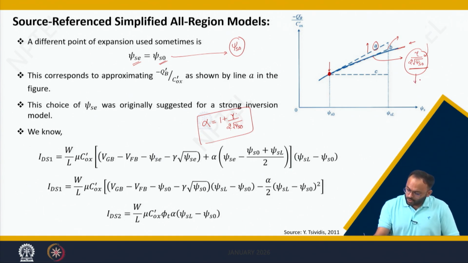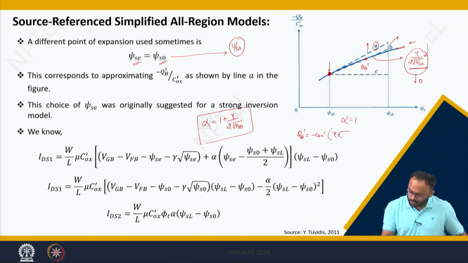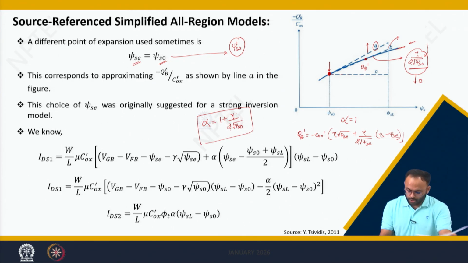Suppose this factor goes to 0 and hence alpha becomes 1. So you are in this case, which is a very bad approximation, which is not capturing the actual behavior of QB dash. Correct? By keeping this value, if you go back to the equation, QB dash is equal to minus COX dash into gamma root psi SE plus gamma divided by 2 root psi SE into psi S minus psi SE, right? So we have used this equation to put back into IDS1 and we got this expression.